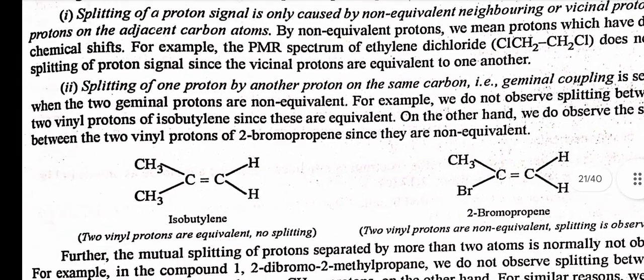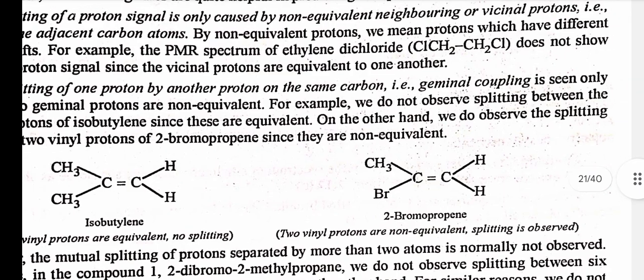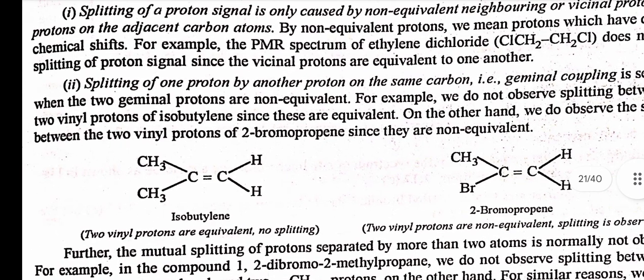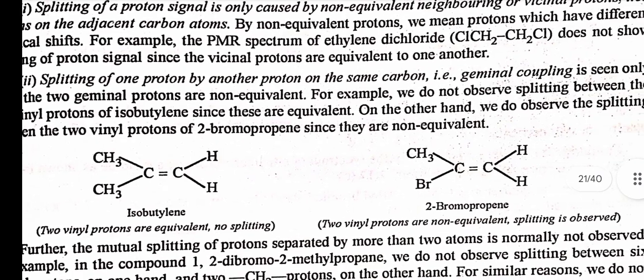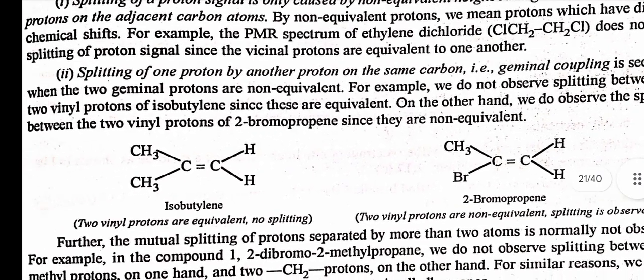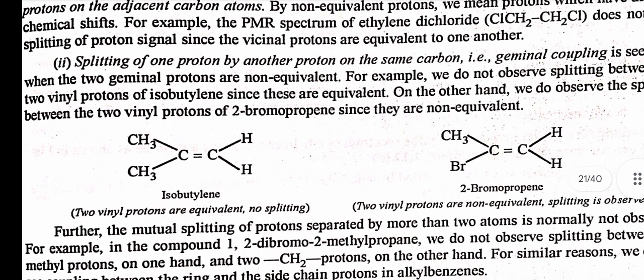Splitting of one proton by another proton on the same carbon, geminal coupling, is seen only when the two geminal protons are non-equivalent. For example, we do not observe splitting between the two vinyl protons of isobutylene since these are equivalent. On the other hand, we do observe the splitting between the two vinyl protons of 2-bromopropene since they are non-equivalent.